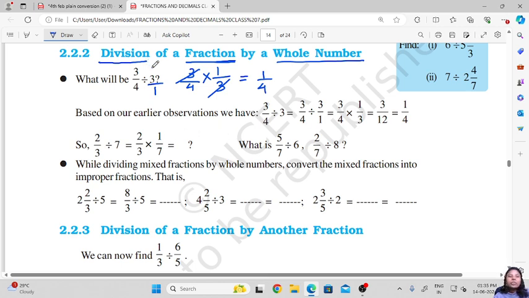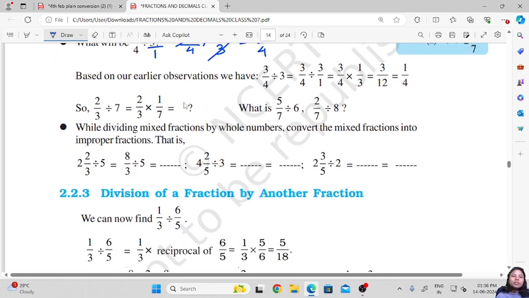So we have to be very careful of what is given first here. If there is a fraction over here in the beginning, then the reciprocal will be of the whole number over here. And in the previous case we took the reciprocal of the fraction over here. Here we have to take the reciprocal of the whole number.